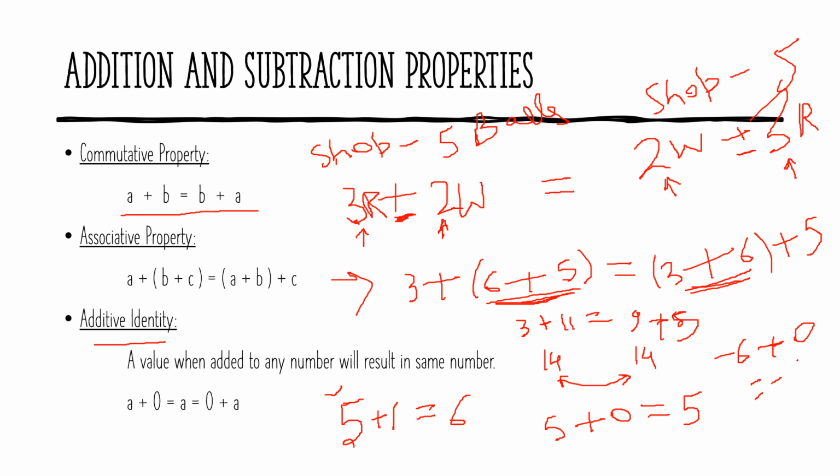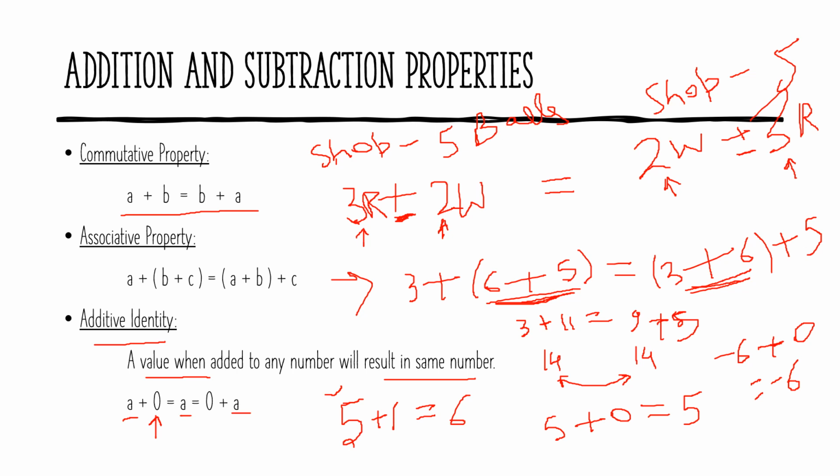So you always remember this, that additive identity is any value which will result in the same number. So 0 is the additive identity for integers. Always remember, 0 is the additive identity for the integers, which means if you add 0 to any number, it will remain the same. Okay, so this is the additive identity.